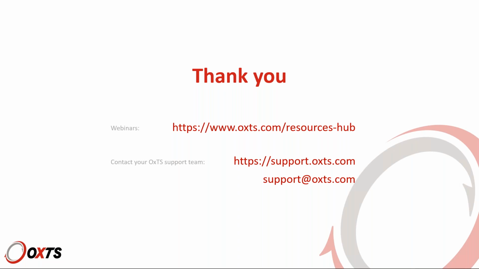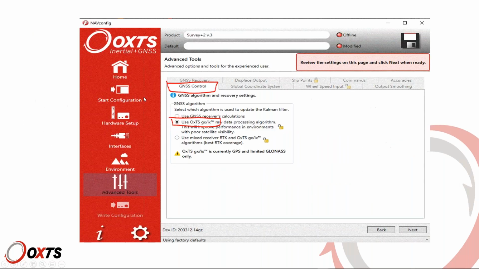Okay. Just time for one quick one. I think you mentioned it earlier on, so if you don't mind going back to the slide, could you show us where the option is in nav config to switch between GXIX and receiver mode again, please? If I can find it again, here we go.